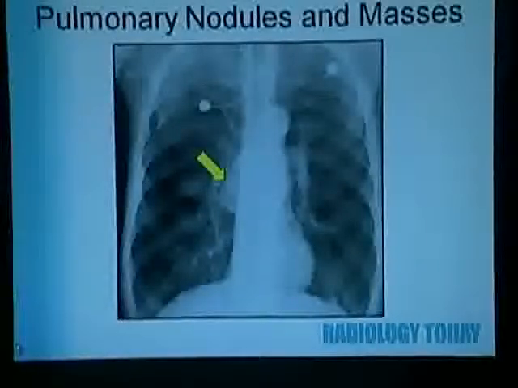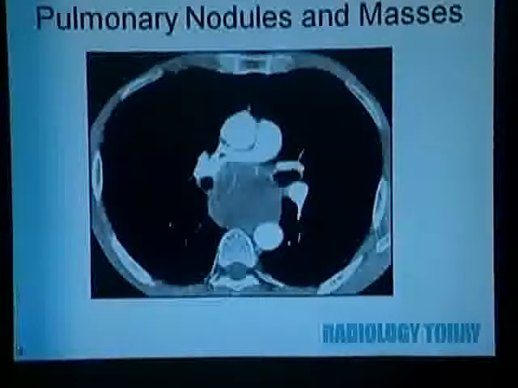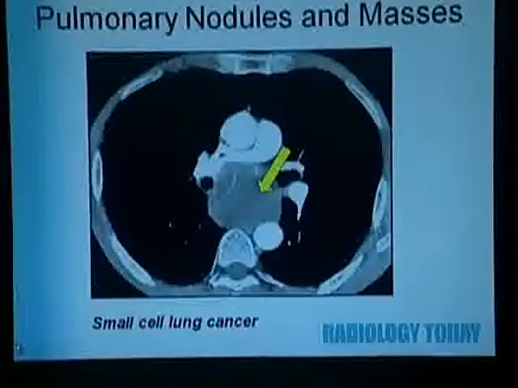Now we have a couple options. Again, a lot of this is about how we tailor the exam to solve problems. Okay? Here, when you have central masses, we like to give contrast, and that's to delineate masses and hilar structures from those vessels and other things which can cause some confusion. So in this particular case, CT with contrast was ordered. I don't think anybody's going to miss this particular mass even without contrast, but this was a large central mediastinal mass, which turned out to be a small cell lung cancer.